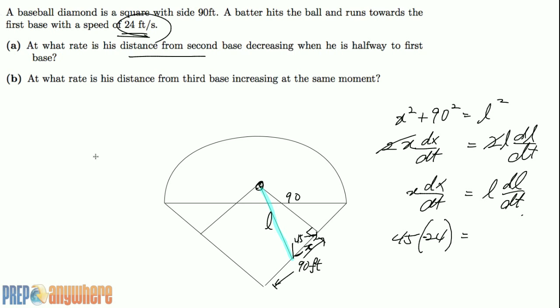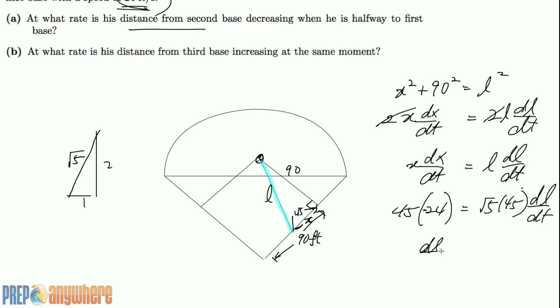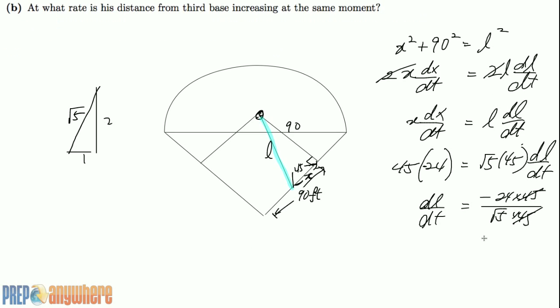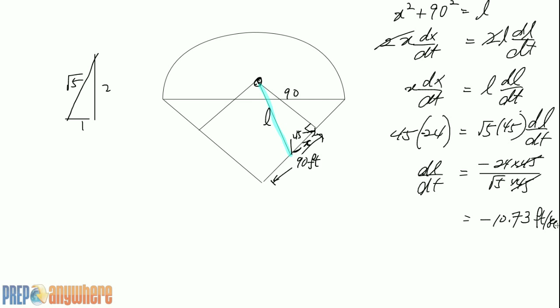So we have a right angle triangle where the ratio is 1 to 2, which is going to make the hypotenuse root 5. So L is going to be root 5 times 45. So we can find dL over dt now. dL over dt is minus 24 times 45 all over root 5 times 45. So we get minus 24 over root 5, and we get minus 10.73 feet per second. So that's how fast the distance L is shrinking.